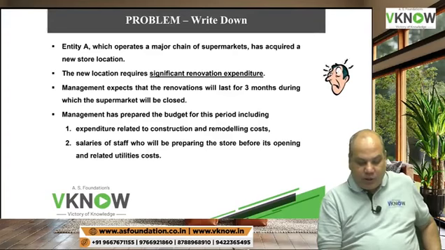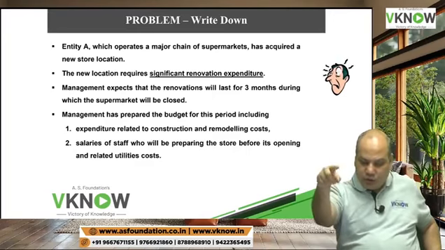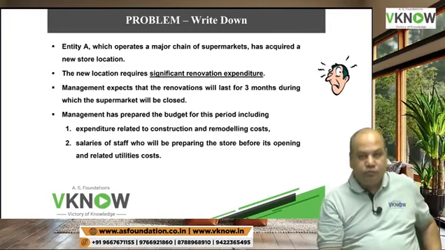Management has prepared the budget for this period, including, now there are two costs. Write down this cost. One, expenditure related to construction and remodeling cost.